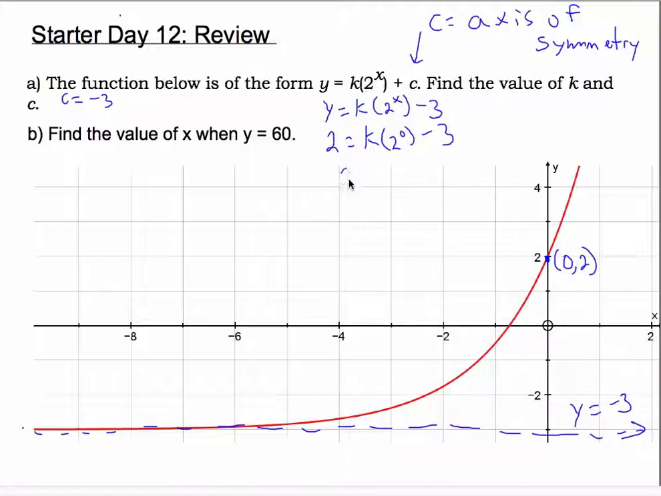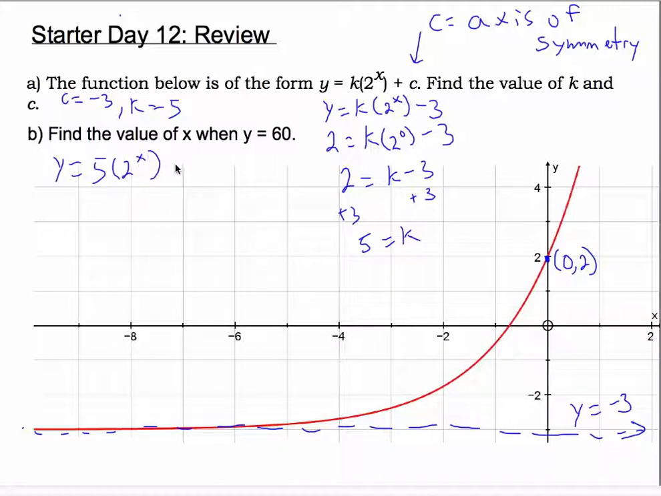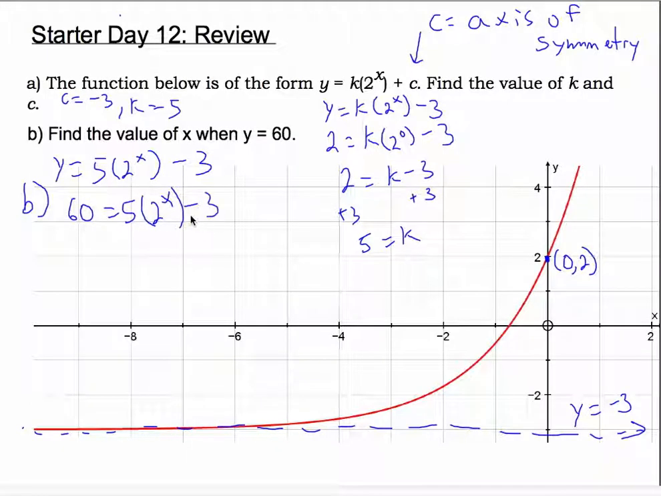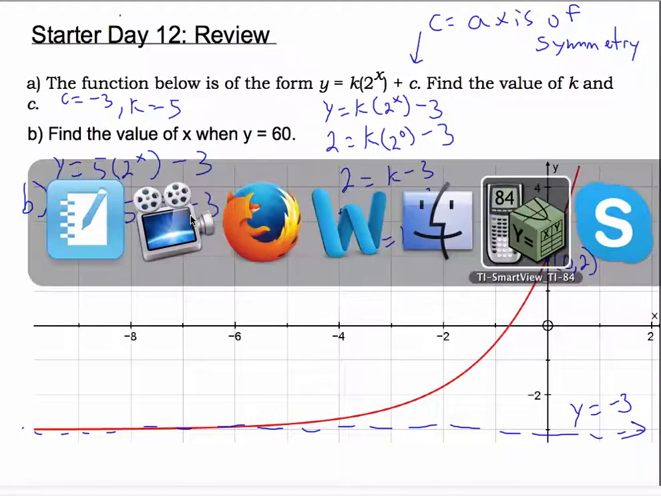And that gives us 2 equals, now that's just 1, so it's just 2 equals k minus 3. We add 3 to both sides here, we get k equals 5. Alright, so we have k equals 5. Now our equation is y equals 5 times 2 to the power of x minus 3. So when we answer part B, find the value of x when y equals 60. So we're solving this, which you could figure out with some logs, or we can use our graphing calculator to figure it out.